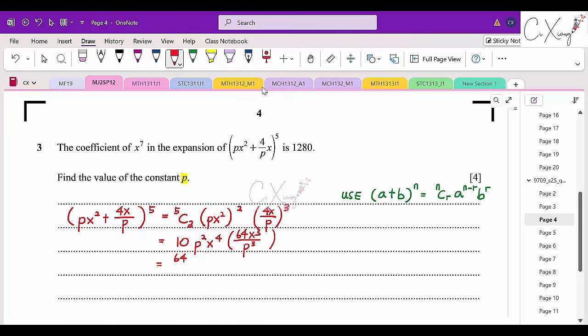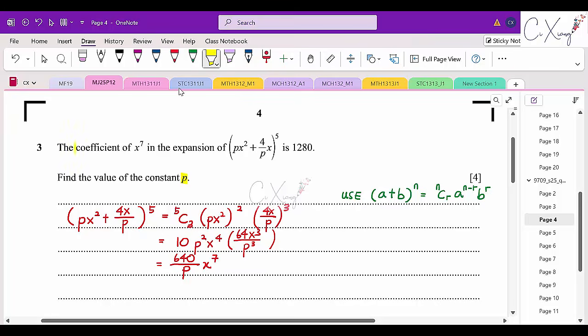So we have 640 divided by p, because p squared divided by p power 3, you get a p at the bottom. Then x power 4 multiplied by x power 3, you will get x power 7. Okay, and now what is the coefficient of x power 7? The coefficient for x power 7 basically means the number in front of the x power 7. And they are telling you that this particular number is equal to 1280.